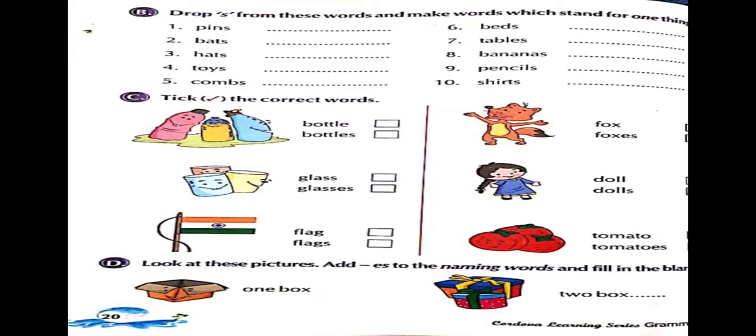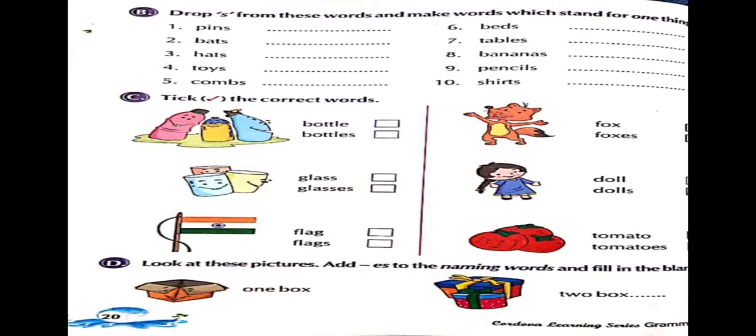See the next question. That is question D. Look at these pictures, add ES to the naming words and fill in the blanks. So, in the first picture, you can see one box. And in the second picture, there are so many boxes. So, what you have to add? You have to add ES. Not only S, but ES. So, it will become 2 boxes.